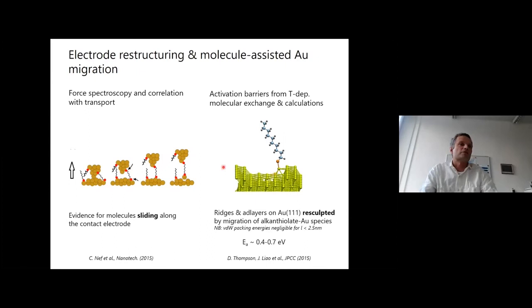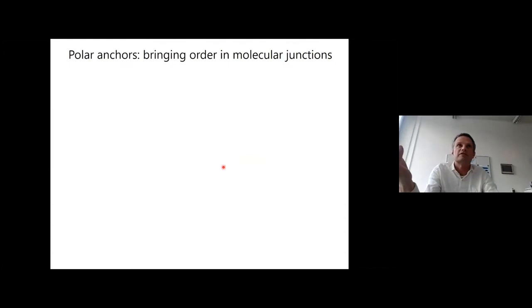This is a study which we had done also in collaboration with Damien Thompson at Limerick, where we have shown that when we have molecules deposited on a substrate, they re-sculpt, they reorganize the surface. That means we are changing the position of the atoms. If we change the position of the atoms, we will have an effect on the transport properties. So we were trying to see how one can bring order into such systems.